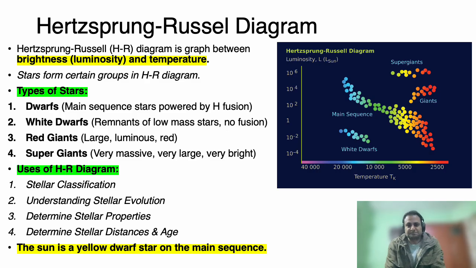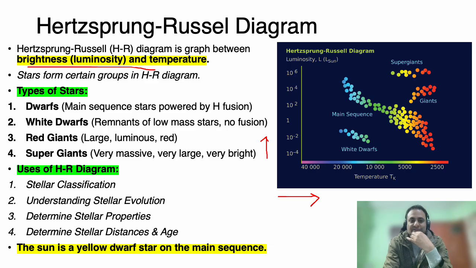Hertzsprung-Russell diagram. Suppose that in the Milky Way you have 200 billion stars, and you measure the temperature and the brightness of each star, and then you plot this figure. On the x-axis you plot the temperature, and on the y-axis you plot the brightness or the luminosity. This kind of diagram is called an HR diagram. So it's a graph between the luminosity and the temperature of stars.